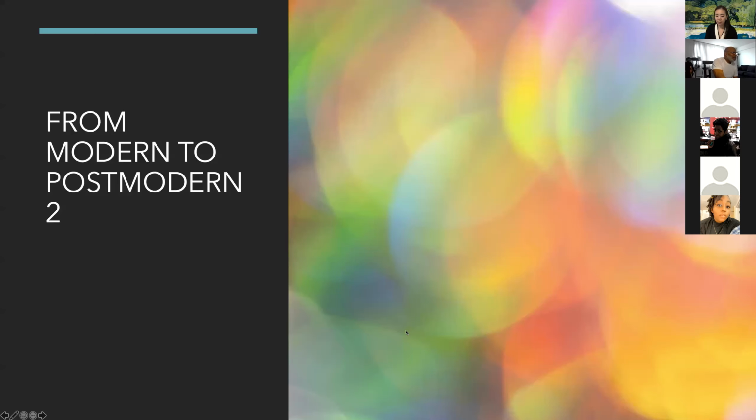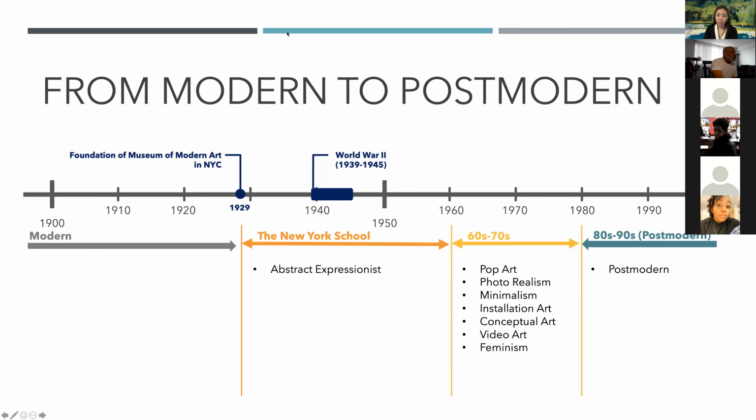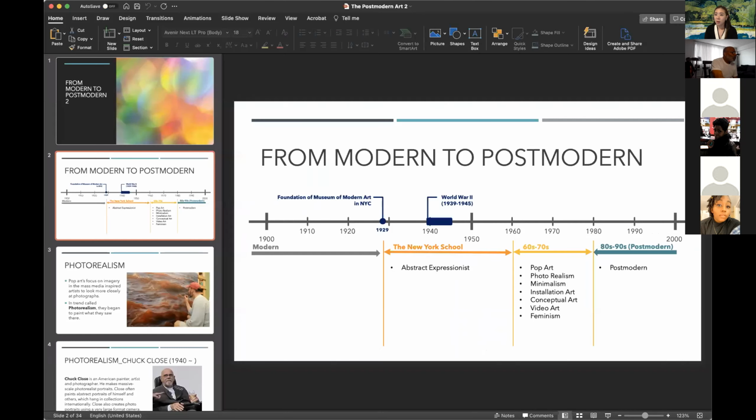All right, so let's see today's chapter. So we're gonna continue to see the 60s and 70s art in the United States today.